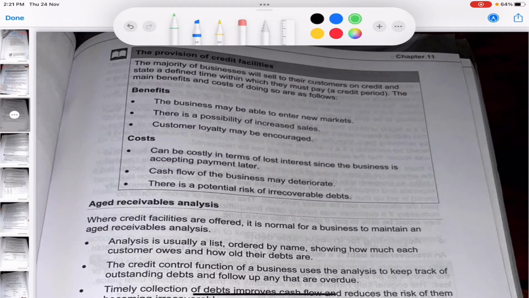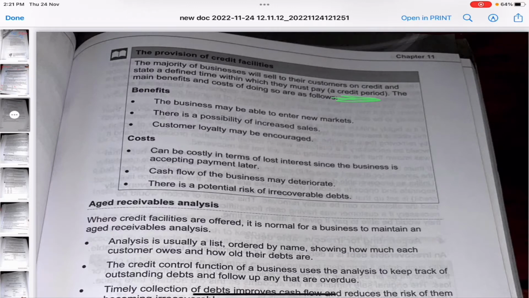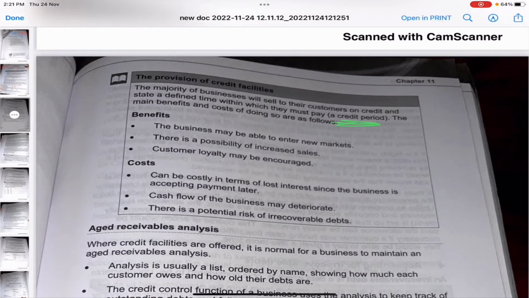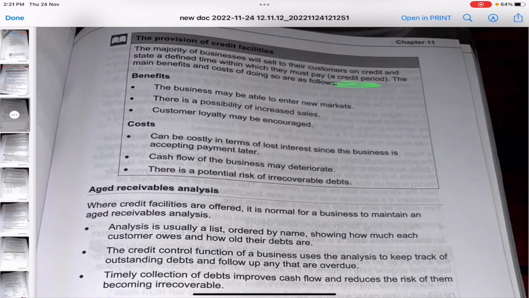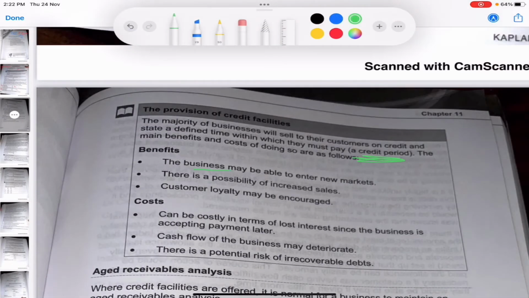So if I am making an invoice and I want the person to pay us back within the next, let's say, 2 months, then the credit period would be 2 months. So that is what is known as the credit period. Now let's see what the benefits are. So the business may be able to enter new markets. Why? Because when we are setting a credit period, then that would allow many people to avail services from us, right? If we do not have a credit sale policy, then many of the people will not buy from us.